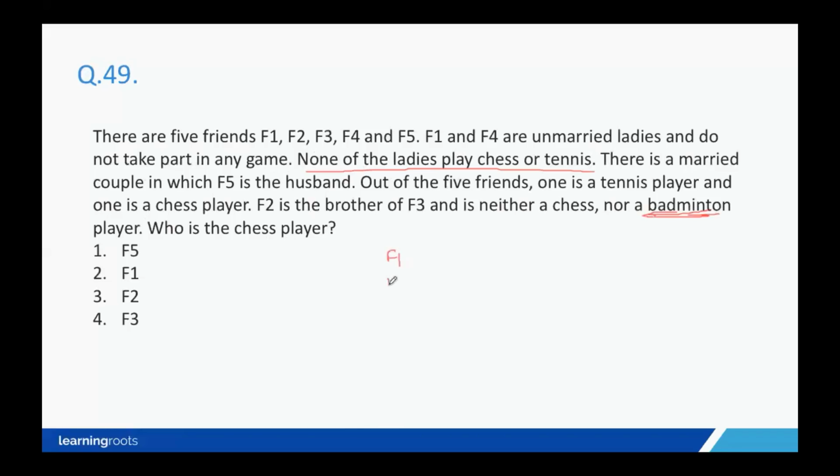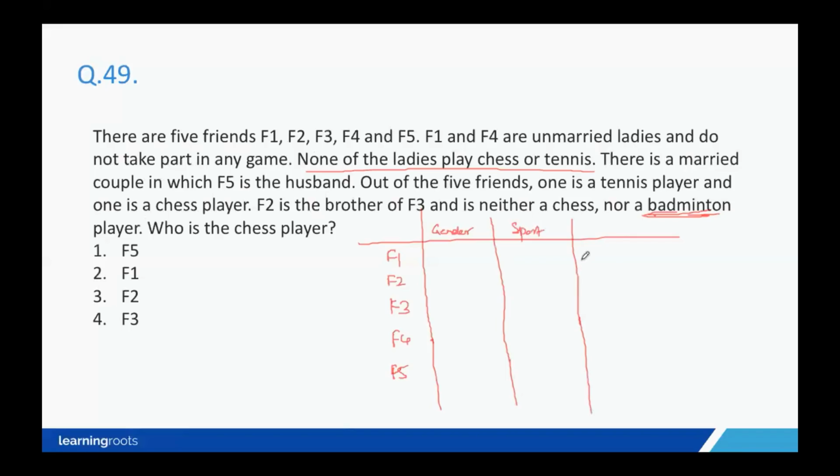So let's quickly make a table with the parameters. So F1, F2, F3, F4, F5. So the first parameter that I'll put up is probably the gender. The next parameter that I will put up is whether they play a sport or not. And the third parameter is married or not. Right? So I know that F1 and F4 are not married. So I will put no here. I'll put no here. And do not take part in any game. So this is gone. This is gone.